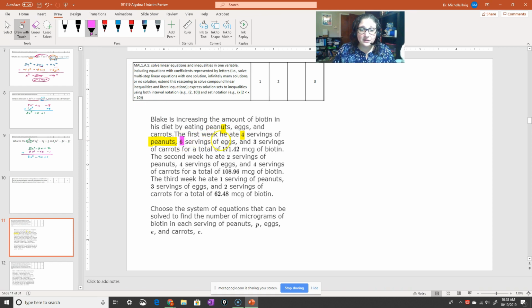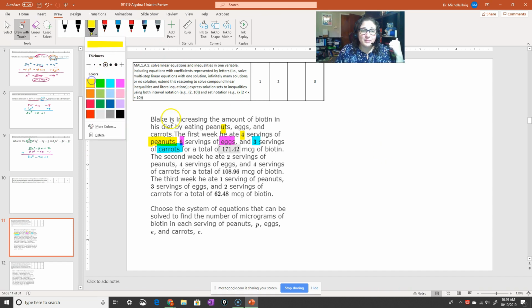He ate 6 servings of eggs, and he ate 3 servings of carrots for a total of 171.42 micrograms of biotin. The second week, he ate 2 servings of peanuts. So let's do that again. This time I'm going to change my color. So we've got 2 servings of peanuts. Notice I'm just color coding. It makes my life easier.